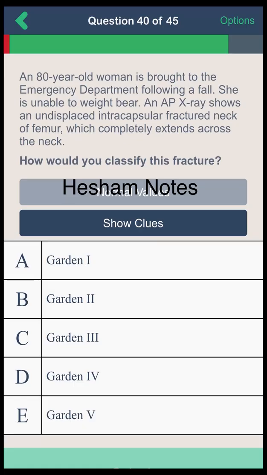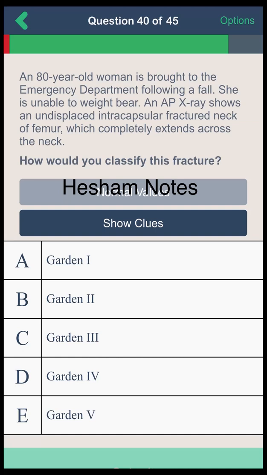This one, Garden again. An 80-year-old woman is brought to the emergency department following a fall. She is unable to weight bear. AP X-ray shows an undisplaced intracapsular fracture of the neck of femur completely extending across the neck. Complete undisplaced is class 3, Garden 3. No, I said displacement is in 3 and 4. Non-displacement is 1 and 2. I want to write them. Can you just write them down for me?